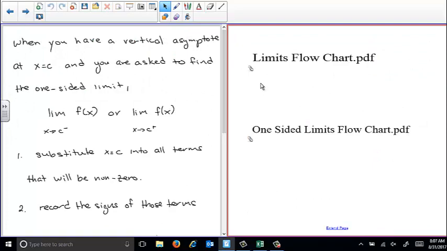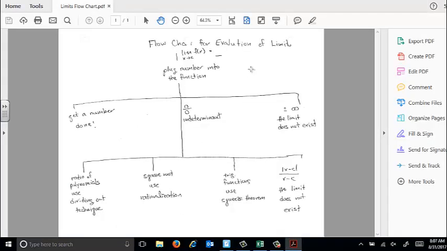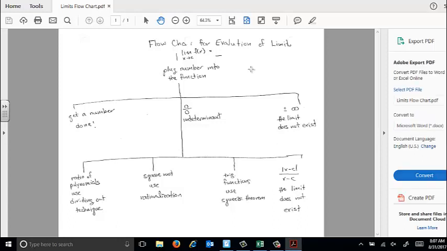Okay. The next thing is the flow chart I gave to you. So go ahead and pull out the flow chart, and I've actually got some links here. So we have the two sides of our handout, and I've got a few extras if somebody didn't get one. As I said, you can bring that into the test. So what we're looking for, it says flowchart for evaluation of limits. So the basic process is, first you always plug the number in there and you see what you get. If you get a number, then you're done.